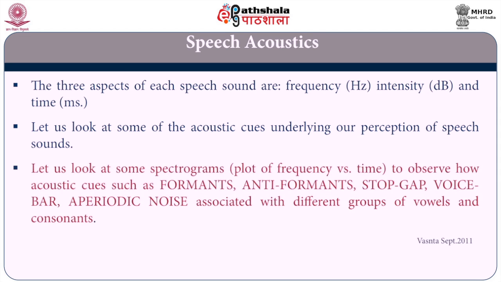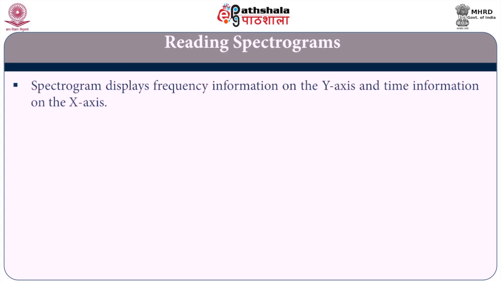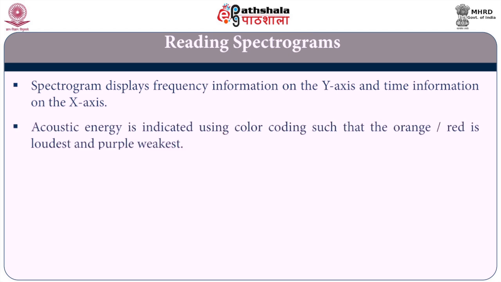Let us look at some spectrograms. I have already pointed out that a spectrogram is a plot of frequency versus time to observe how acoustic cues such as formants, antiformants, stop gap, voice bar, aperiodic noise look. So a spectrogram displays the frequency information on the y-axis and time information on the x-axis. Acoustic energy is indicated using color coding.